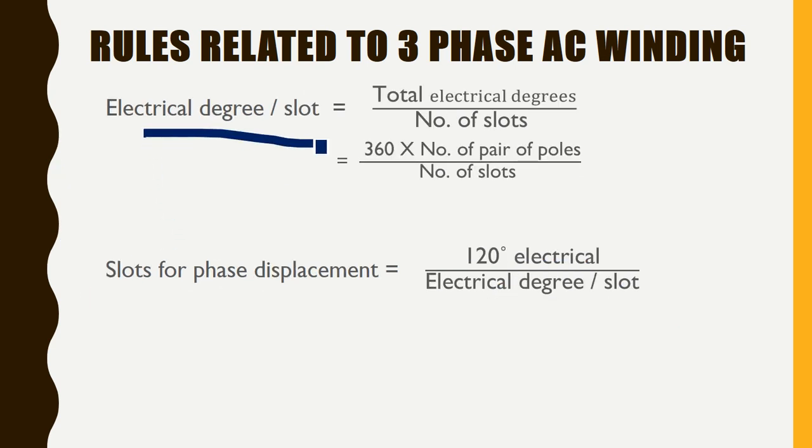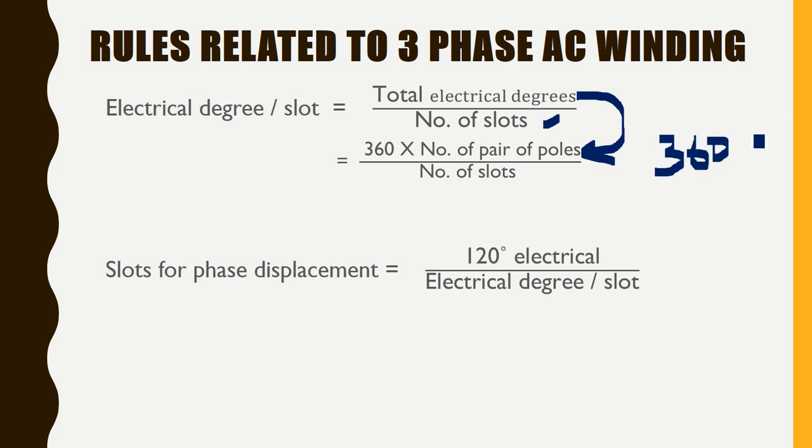Next is electrical degree per slot. If a machine has a particular electrical degree, we take the total electrical degrees divided by number of slots. To find the total electrical degrees, we know the equation: 360 into number of pairs of poles. If one machine has 4 poles, it has 2 pairs of poles. So 360 into 2 for a 4-pole machine, divided by number of slots, let us say 48. So we will get the electrical degree per slot.